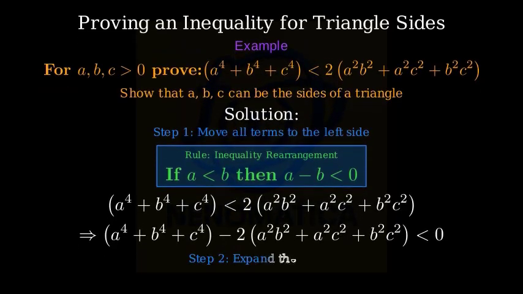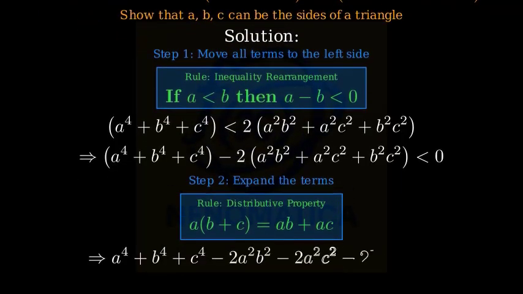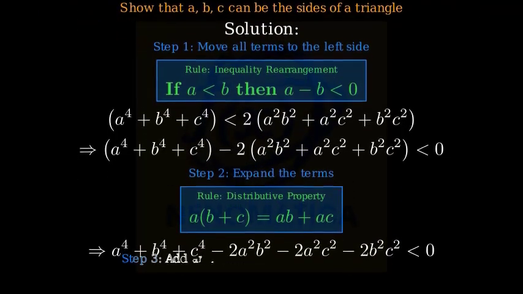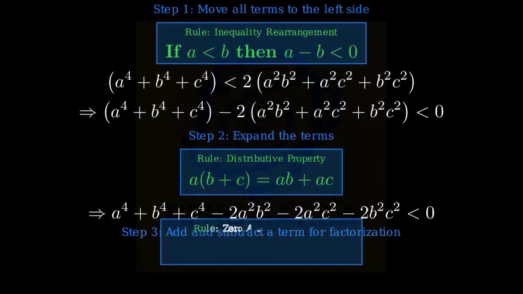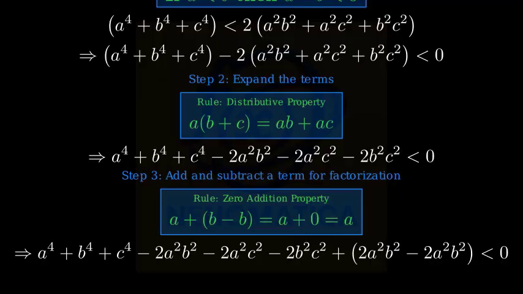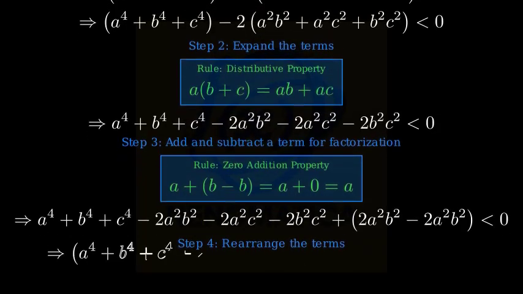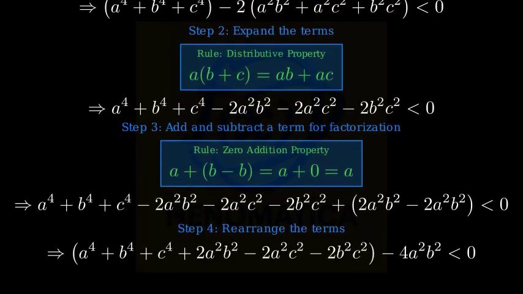Now, let's expand the expression on the left side. We'll expand the second term and distribute the -2 factor. In the next step, we'll add and subtract the same term, 2 a squared b squared. This doesn't change the value of the expression, but it allows us to factorize more easily. Now we'll rearrange the terms to prepare for factorization. This grouping will help us identify a pattern that can be factored.